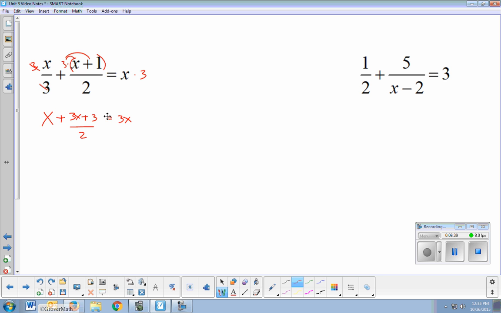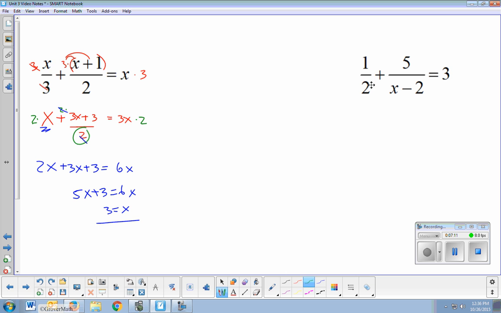Equals 3x. All right, now I'm going to multiply everything by my other denominator 2, so times 2, times 2, times 2. Here I have 2x from this one. This one, they cancel out, so I have just the plus 3x plus 3. And here is 6x. 5x plus 3 equals 6x. 3 equals x, and we're done. Not bad, right? Okay, one more.